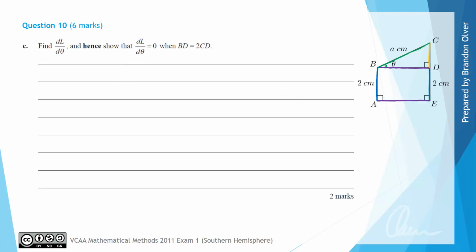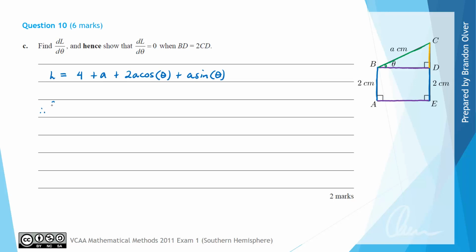For part C, we're asked to first find dL/dθ, and then hence show that dL/dθ equals 0 when BD is equal to 2CD. So recalling that the length L was 4 plus a plus 2a cos θ plus a sin θ. So that was the expression for the length of the wireframe.